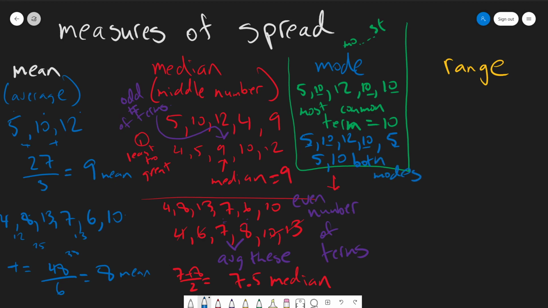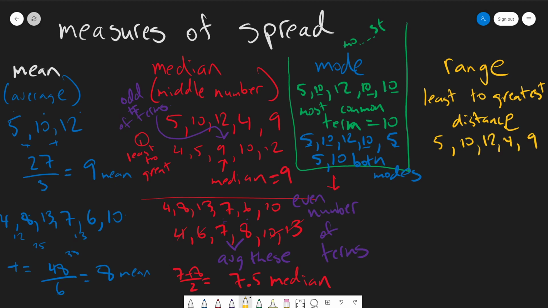Okay. And then the last term we're going to look for is range. And range is going to be the least to greatest distance. So if I look at this first set, or I'll take the set from the median, 5, 10, 12, 4, 9. What is the least? The least is 4. What is the greatest? The greatest is 12. How far is it between 12 and 4? It is 8. So my range is 4 to 12 and a distance of 8.